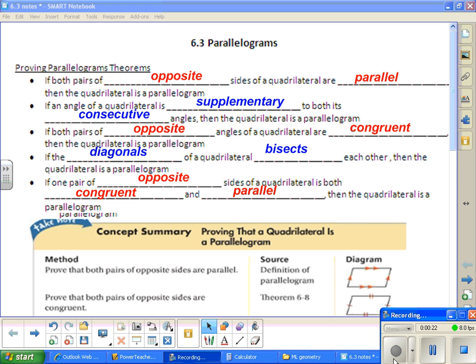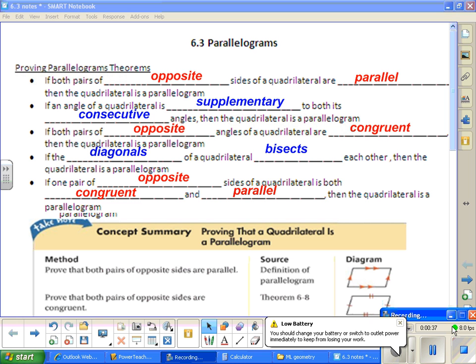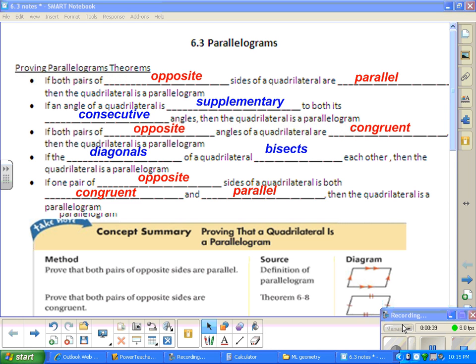Okay, so today you're going to do 6-3 parallelograms, and we're going to go ahead and talk about proving parallelograms theorems. These are all the different theorems. We've just condensed them into a small section, so you do need to remember these rules, these theorems. Obviously you're going to use your notes, so make sure that you should still be reading over them, looking at them while you're doing your homework.